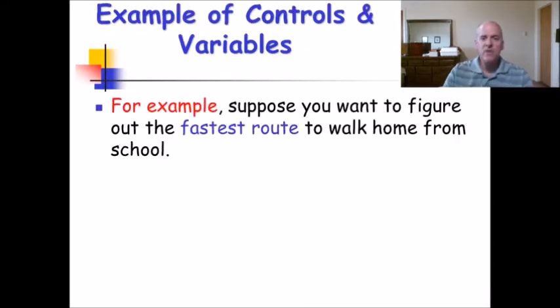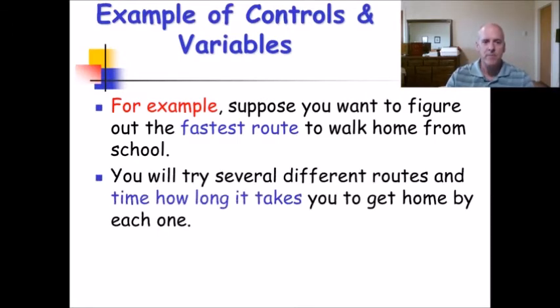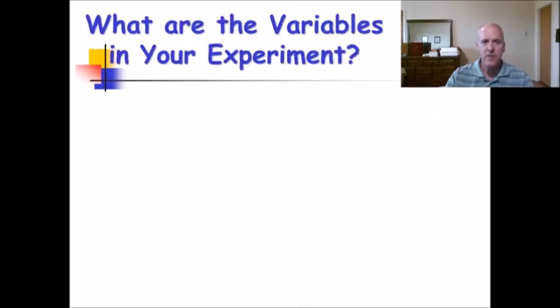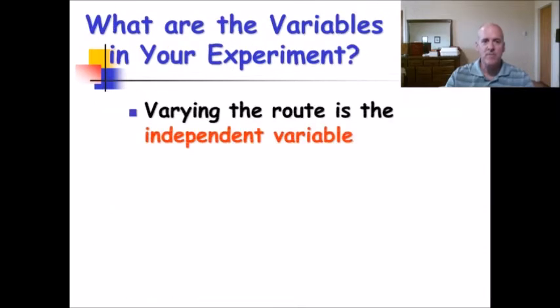So suppose you want to figure out the fastest route to walk home from school. You're going to try several different routes and time how long it takes you to get home by each one. Since you're only interested in finding a route that's fastest for you, you are going to do the walking. So what are the variables?